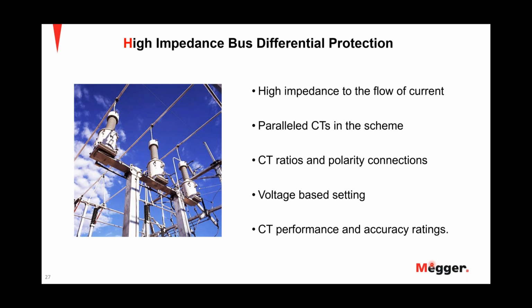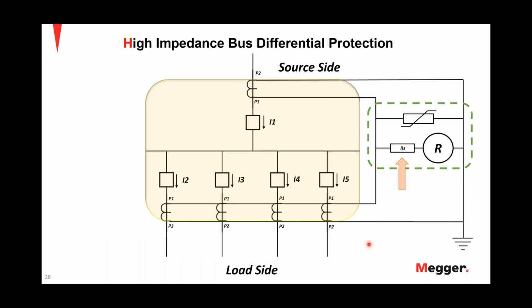Like we were talking about the CT saturation challenge, even the smallest current difference can cause a relay to trip. The performance of the CT becomes very important. So we need to choose the right type of CTs with similar accuracy ratings and similar performance characteristics, and all these CTs should have a high knee point voltage. These are some of the pointers about high impedance bus protection. Next I'll be talking about the actual operation of this type of scheme.